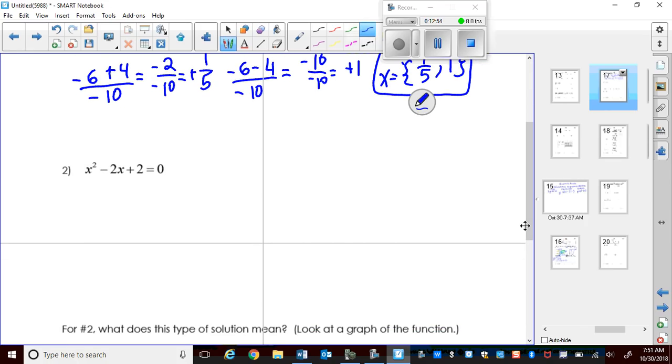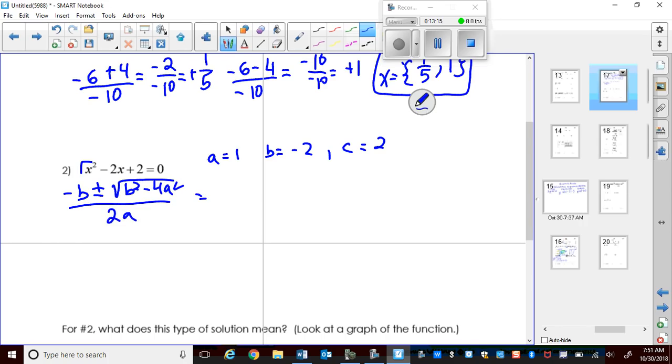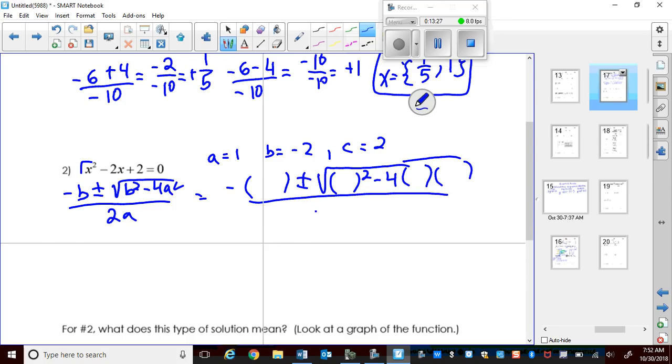Next one, it's in standard form. I'm going to put a 1 in front so I don't forget. A equals 1, B equals negative 2, C equals 2. Writing this out, I get negative b plus or minus the square root of b squared minus 4ac divided by 2 times a equals negative whatever b is plus or minus the square root of b squared minus 4 times a times c divided by 2 times a. And what I just did was put parentheses first for the things that I'm plugging in. It's healthy practice, it's good practice.